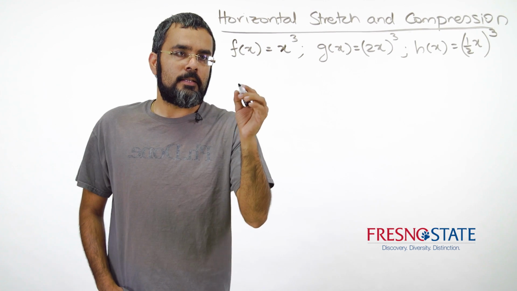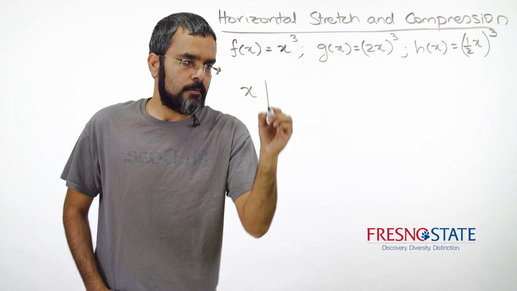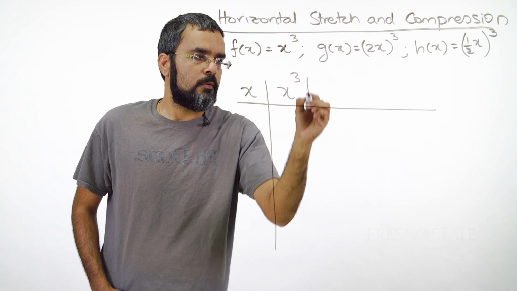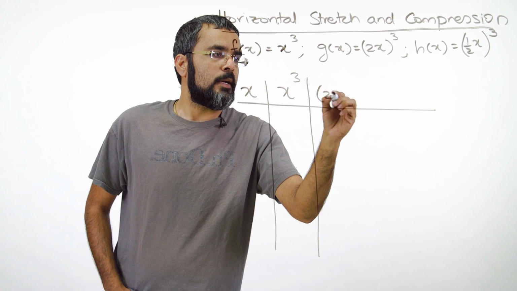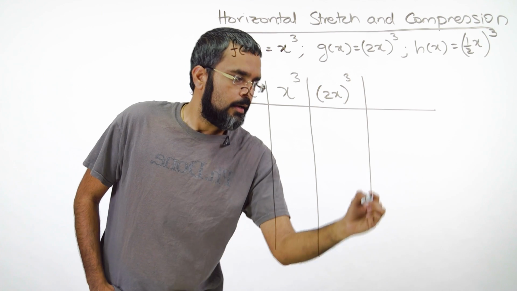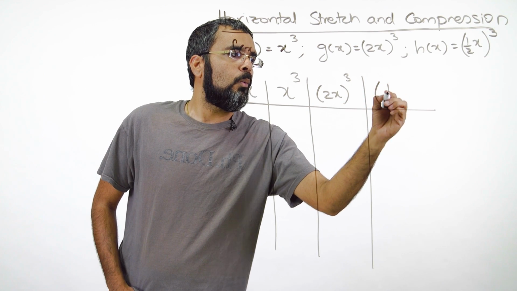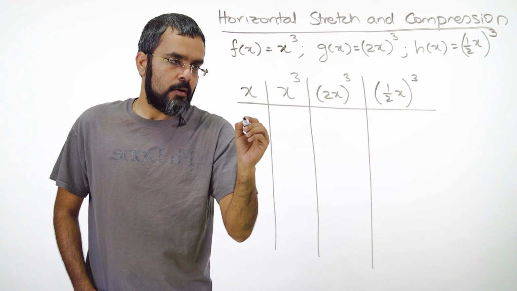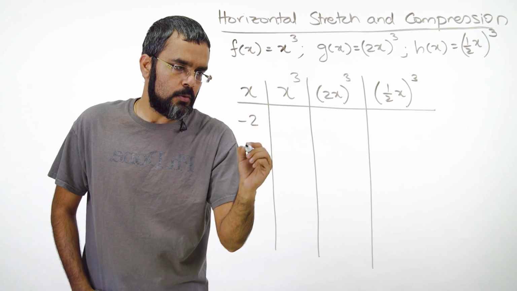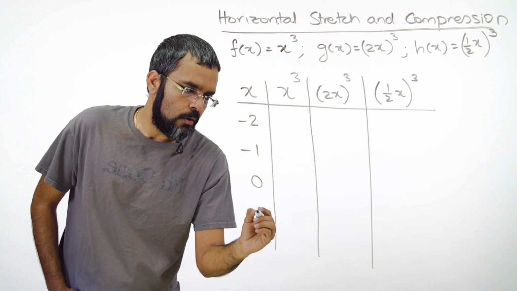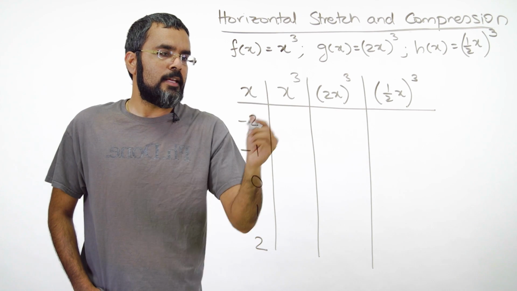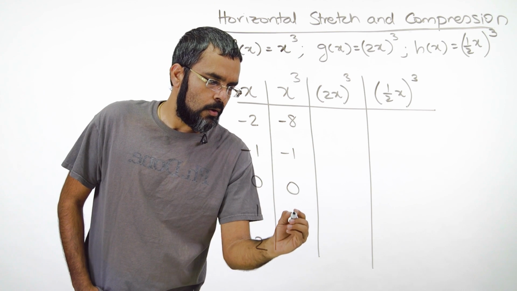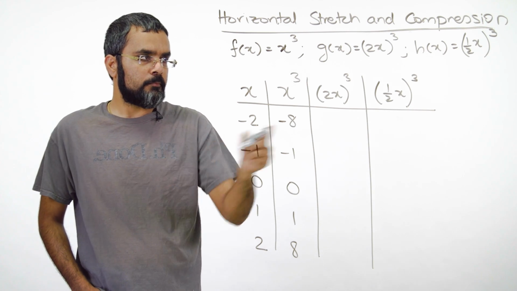Okay, so let's go ahead and make a table as we always do. We have x, then we have x cubed, we have (2x) cubed, and then we have (1/2 x) cubed. Okay, so we have, say, our regular points, -2, -1, 0, 1, and 2. If I take cubes, -2 cubed is -8. This is -1, 0, 1, and 8.